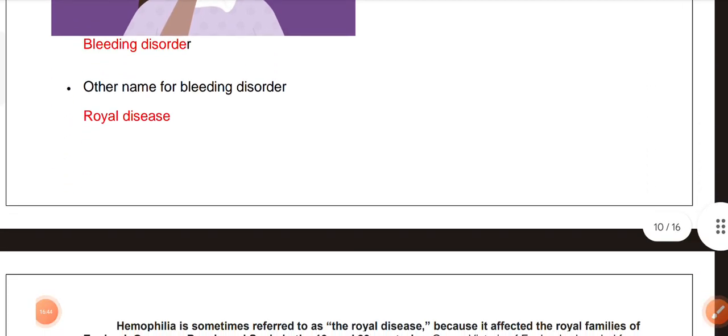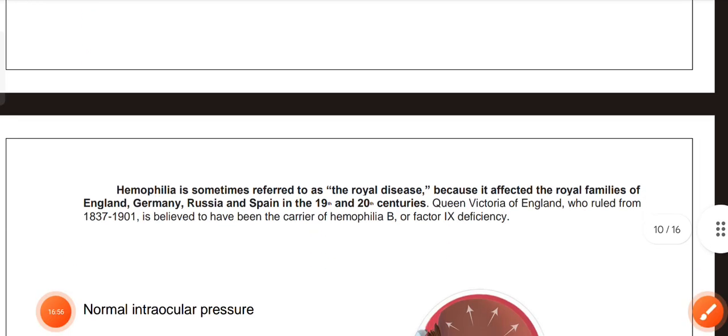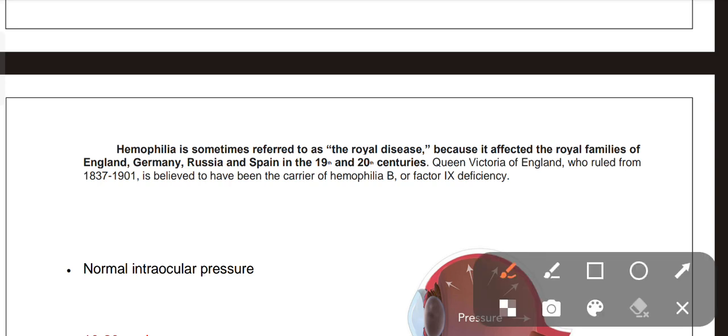Next point is other name for bleeding disorder. So what is the other name for bleeding disorder? That is royal disease. Royal disease is like a king's disorder. Hemophilia is sometimes referred to as the royal disease because it affected the royal families of England, Germany, Russia, and Spain in the 19th and 20th centuries. So the kings were affected by hemophilia. Due to that reason, hemophilia is termed the royal disease.